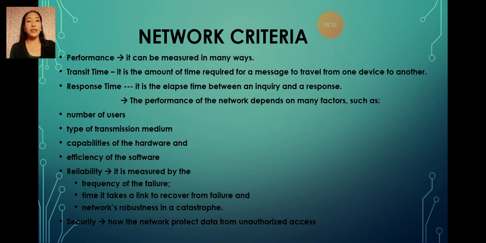The performance of a network depends on many factors such as number of users, type of transmission medium, capabilities of the hardware, and efficiency of the software. Next is reliability. It is measured by the frequency of failure, the time it takes a link to recover from a failure, and the network's robustness in a catastrophe. Last, security: how the network protects data from unauthorized access.